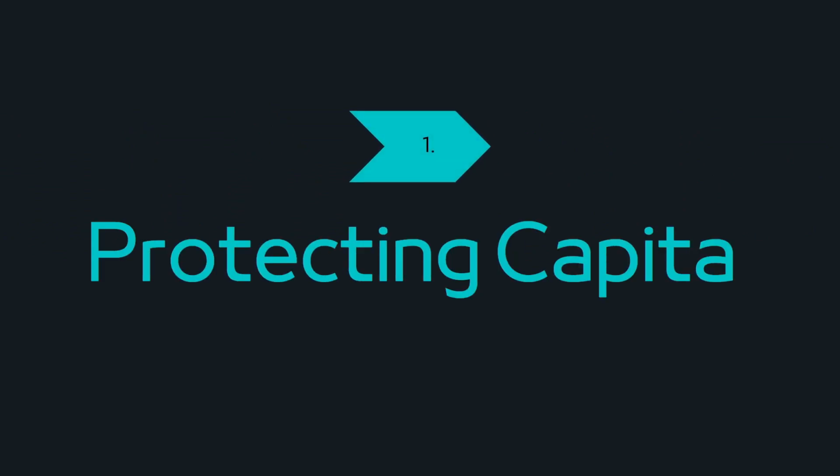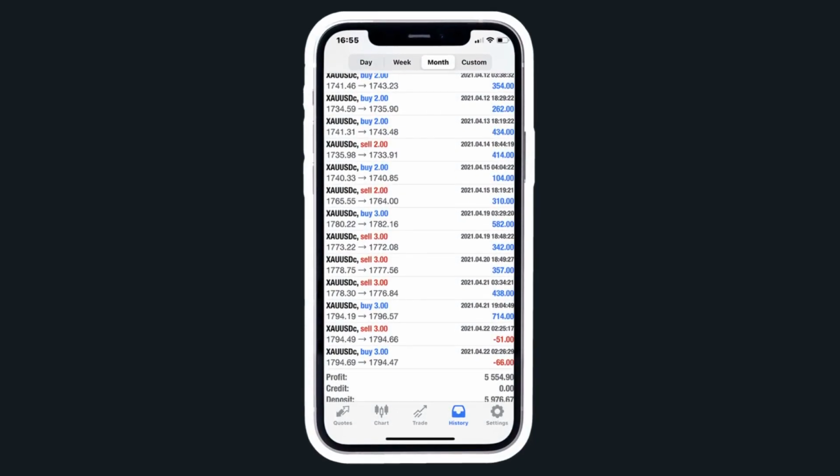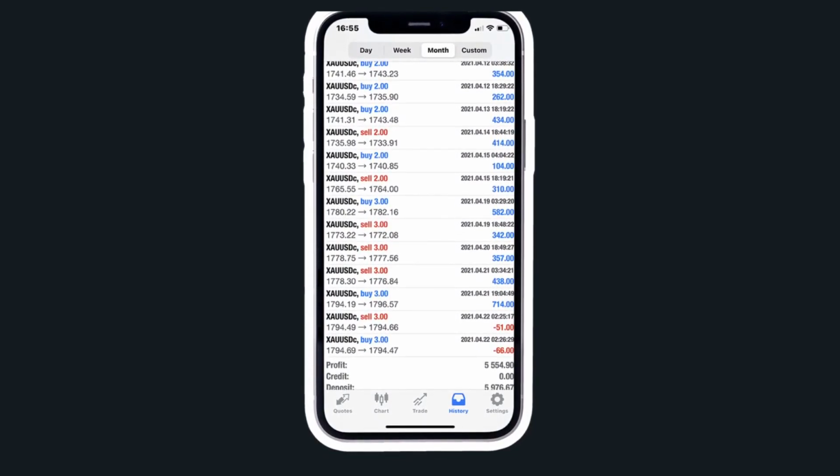So number 1 is, of course, protecting your capital. Why is this important? Protecting your capital is always the case for a new trader. This should be your main priority. You're never going to be fully profitable. You're never going to be consistent when you first start out. So the main thing that you need to do is make sure that you protect your capital and make sure you have money to trade with. And if you find that trading isn't for you, you can get out with the money that you have left.